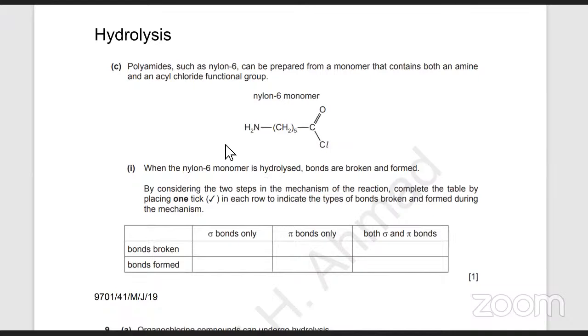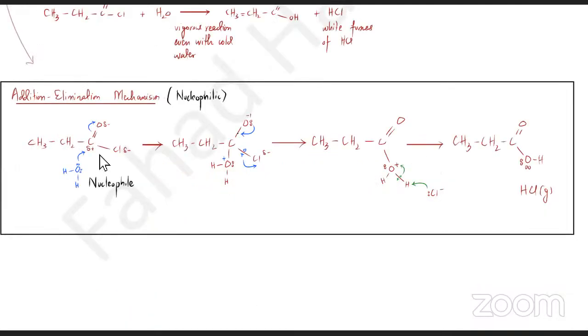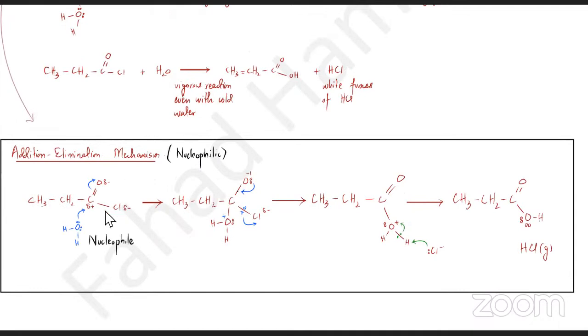I say all types of hydrolysis. It's about polymers as well. So over here he's saying when the nylon 6 monomer is hydrolyzed, bonds are broken and bonds are formed. So what is going to happen? This thing over here is your acyl chloride. This is the same one from the notes. It's this part that the acyl chlorides are going to vigorously hydrolyze. The water is going to be very strongly attracted to this carbon atom.